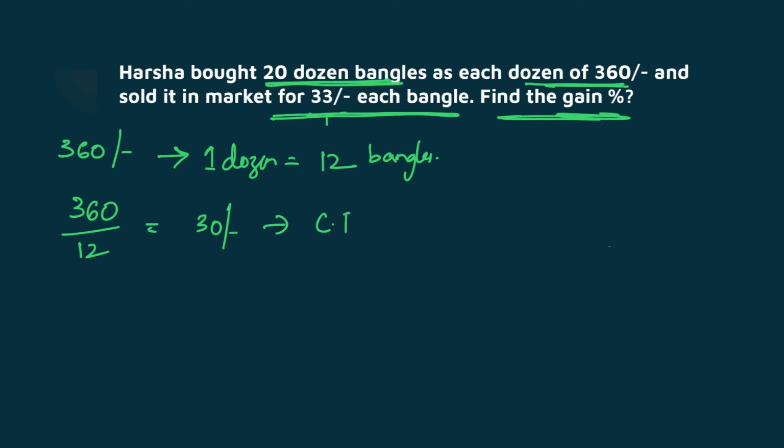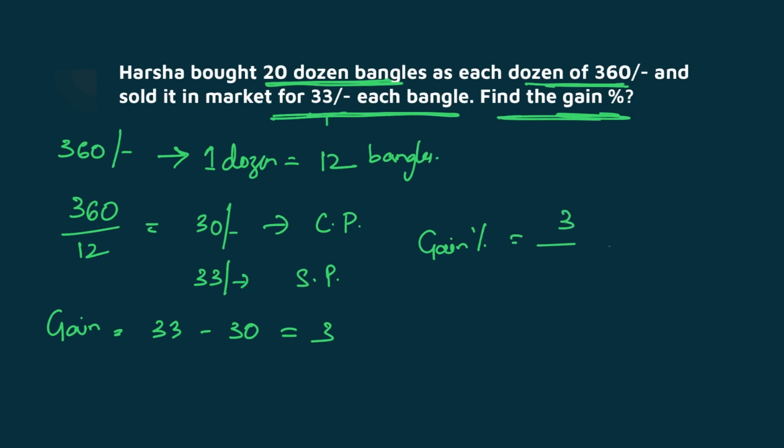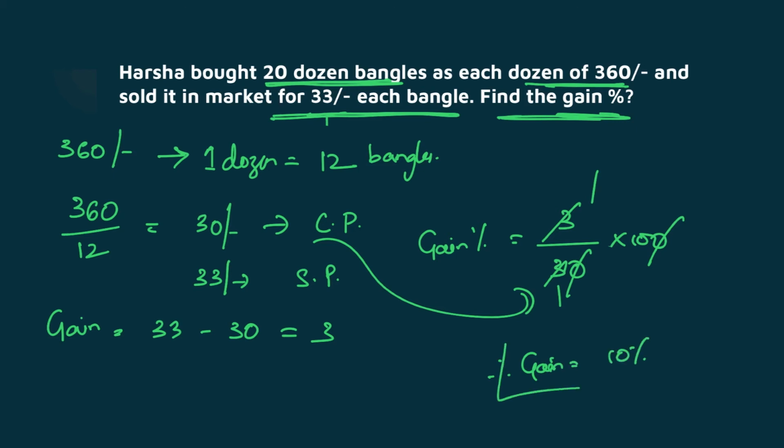So this is the cost price of each bangle, and Harsha sold it for 33 rupees each bangle in the market. So gain is nothing but 33 minus 30, which is equal to 3. And gain percentage is equal to gain divided by cost price, which is 30 rupees, multiplied by 100. Zeros get cancelled. 3 ones are 3, 3 threes are 9. Therefore, gain percentage is nothing but 10%.